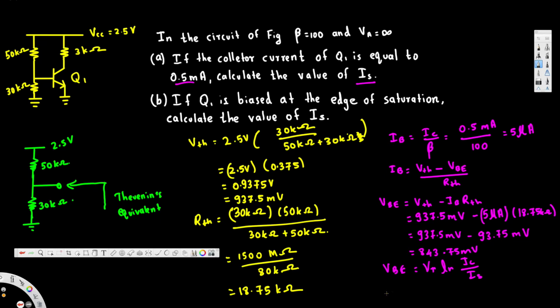So IS, let's plug in all the values. 843.75 is equivalent to 26 millivolts times ln of 0.5 milliampere divided by IS. Therefore IS is equivalent to 4.03 times 10 to the power of minus 18 ampere, and this is the IS current. Now this is the A part. Now let's go ahead and do the B part.